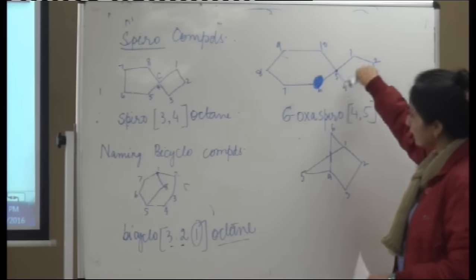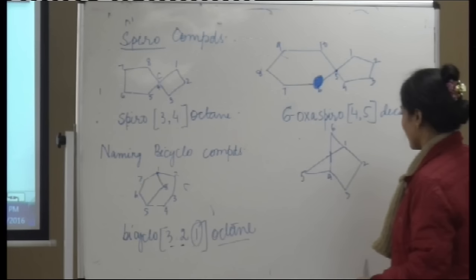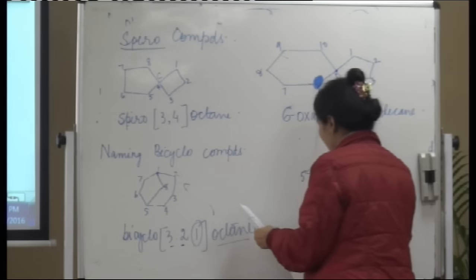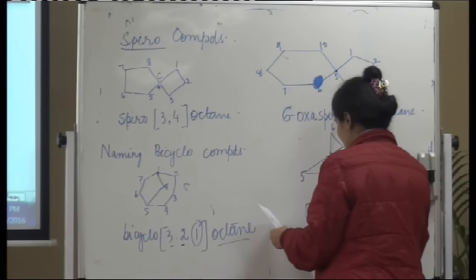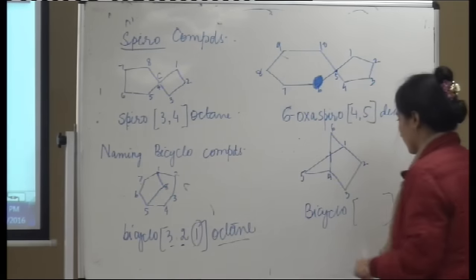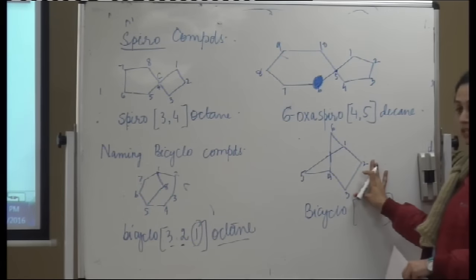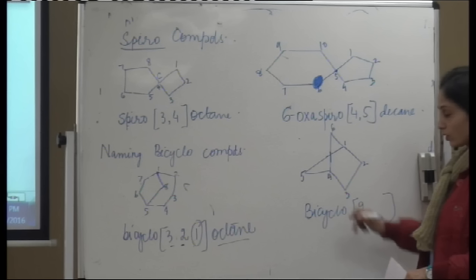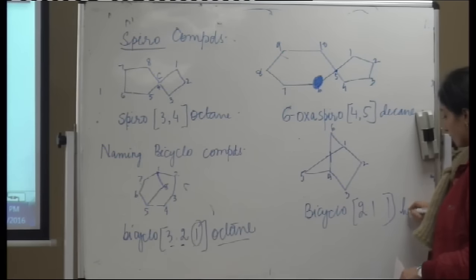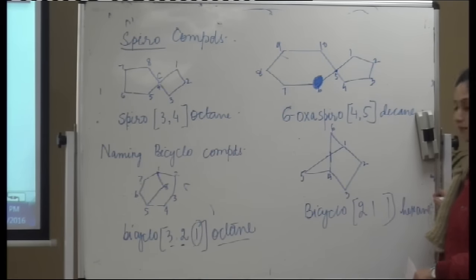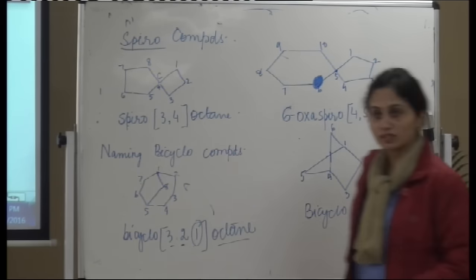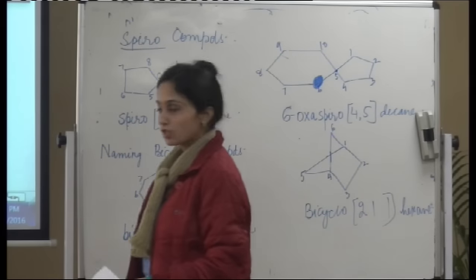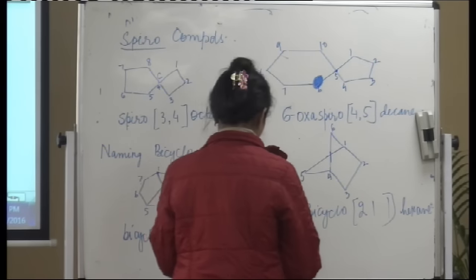This is also a carbon and this is also a carbon. So how will you name it? This will be a bicyclo. Now in brackets you tell me. How many carbons on one side? 2. How many on the other side? 1. How many bridged? 1. And then your name? Did you name it correctly? So it will be bicyclo 211 hexane.